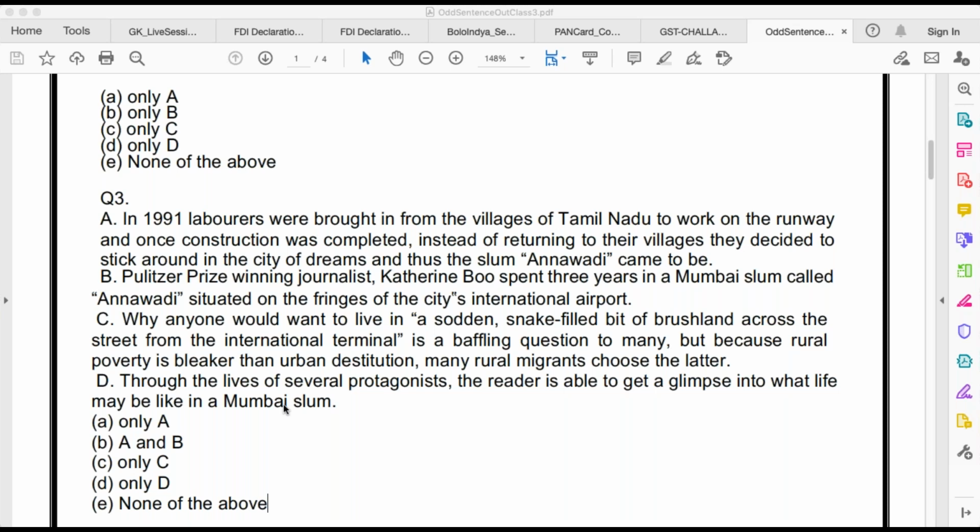C is questioning the decision made in B by Boo to stay in a slum. I am not marking any sentence out on the basis of it having the common noun slum or not. I am marking that sentence out whose context I cannot relate with other sentences. The context of sentence number D is what I cannot relate with A, B, and C.